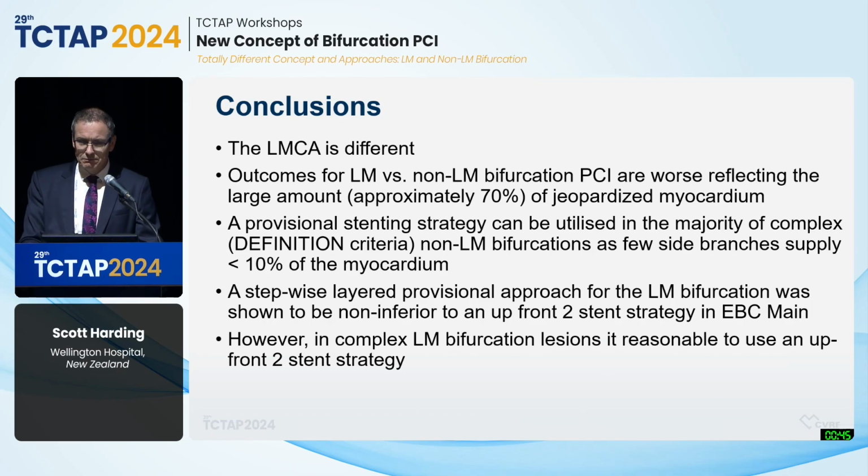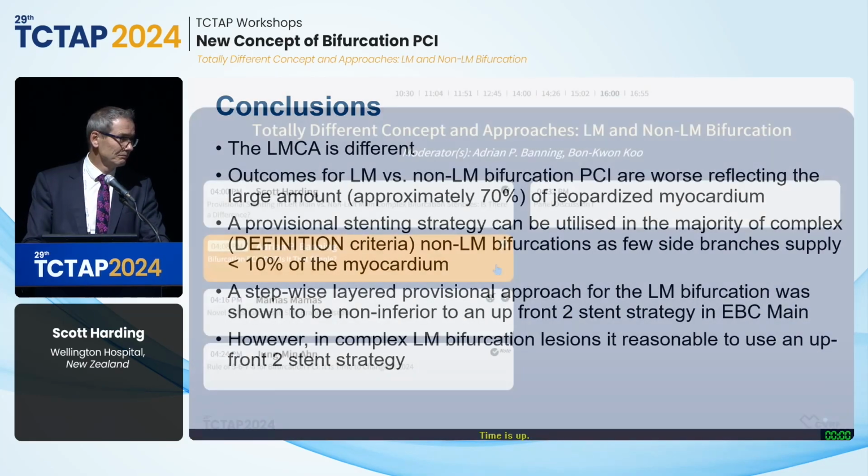So in conclusion, the left main is different. Outcomes from left main versus non-left main PCI are worse, but I think this mainly reflects the large amount of jeopardized myocardium. A provisional stenting strategy can be utilised in the majority of complex non-left main bifurcations as few side branches supply more than 10% of the myocardium. A stepwise layered provisional approach for the left main was shown to be non-inferior to an upfront two-stent strategy in EBC main. And I think it's a very reasonable thing to do in non-complex left main. However, I think the data, in my view, in complex left main lesions makes it very reasonable to use an upfront two-stent strategy.